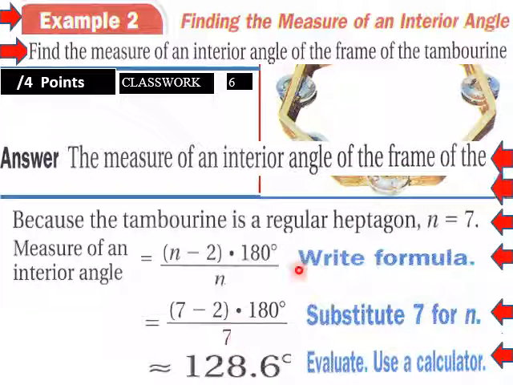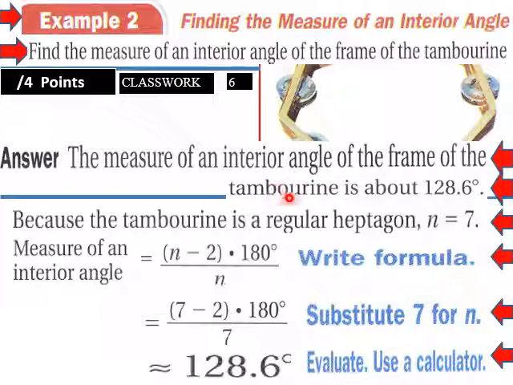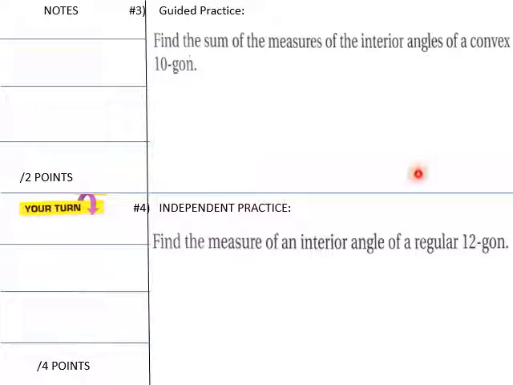And then what is that all together? The measure of an interior angle is 128.6. What's 7 times that number? That will give you the total amount. But all we're trying to find is the measure of a single interior angle, and it's 128.6.